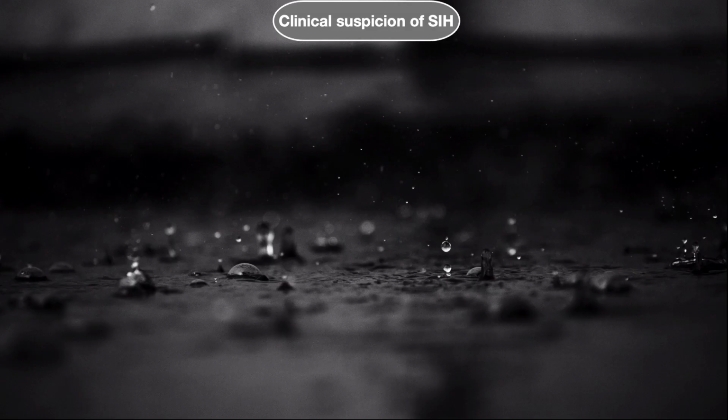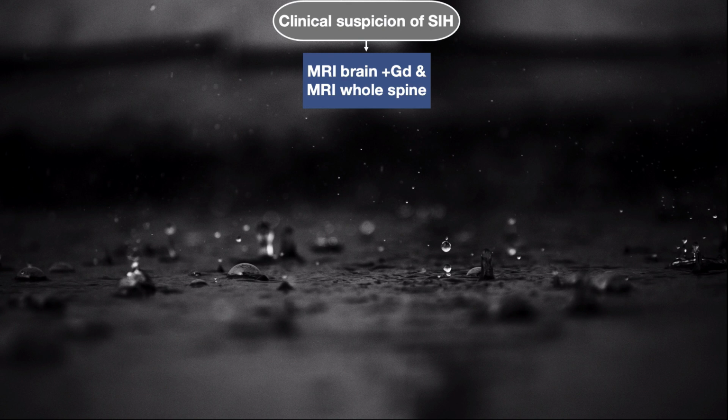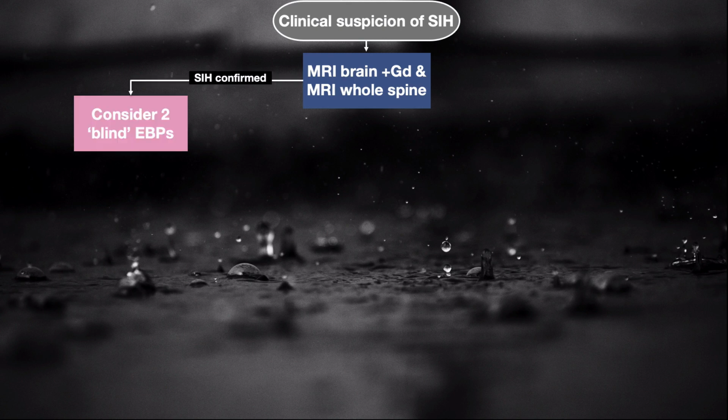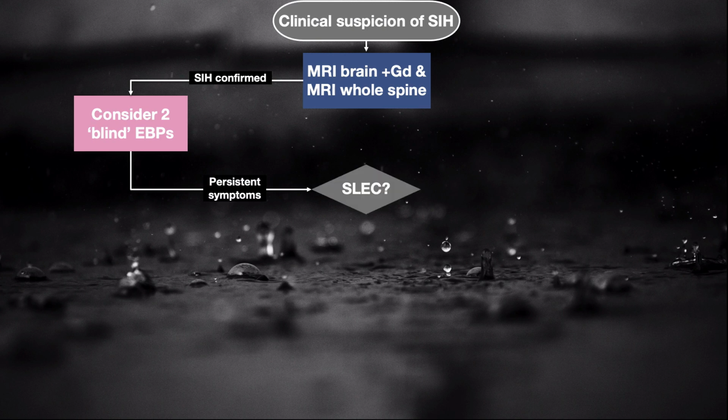Now, there's a great variety in institutional approaches to investigation and management, and there's no one correct way. It depends on the local expertise and your resources. But this is the pathway I would follow. If you have a clinical suspicion of SIH, do brain and whole spine imaging and give contrast. If it confirms SIH, consider up to 2 non-targeted blood patches. If they have persistent symptoms, which they will in roughly half of cases, does the patient have a SLEC on their spine? If they do, you're thinking about a fast leak.